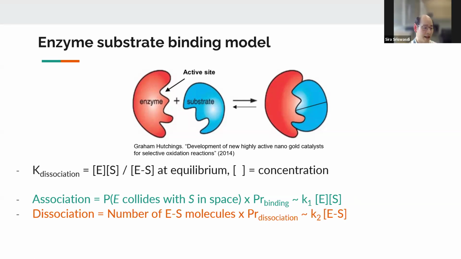And then the same for dissociation. If you want to have a dissociation event, right, you have to have the enzyme substrate complex first. So the number of reactions that you can have depends on the number of molecules for the enzyme and substrate complex. So that's why the dissociation rate depends on the concentration or the number of molecules only.